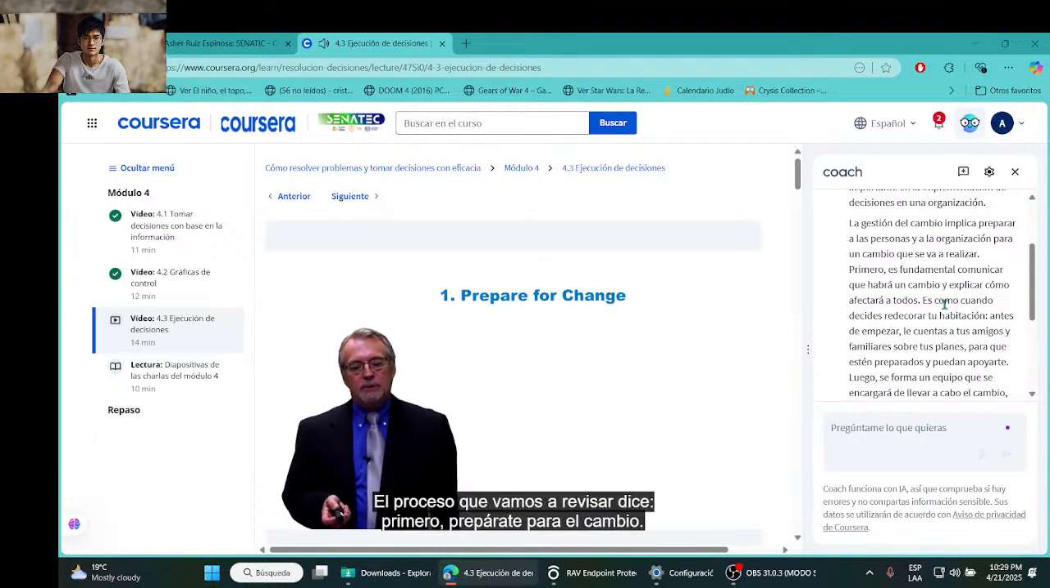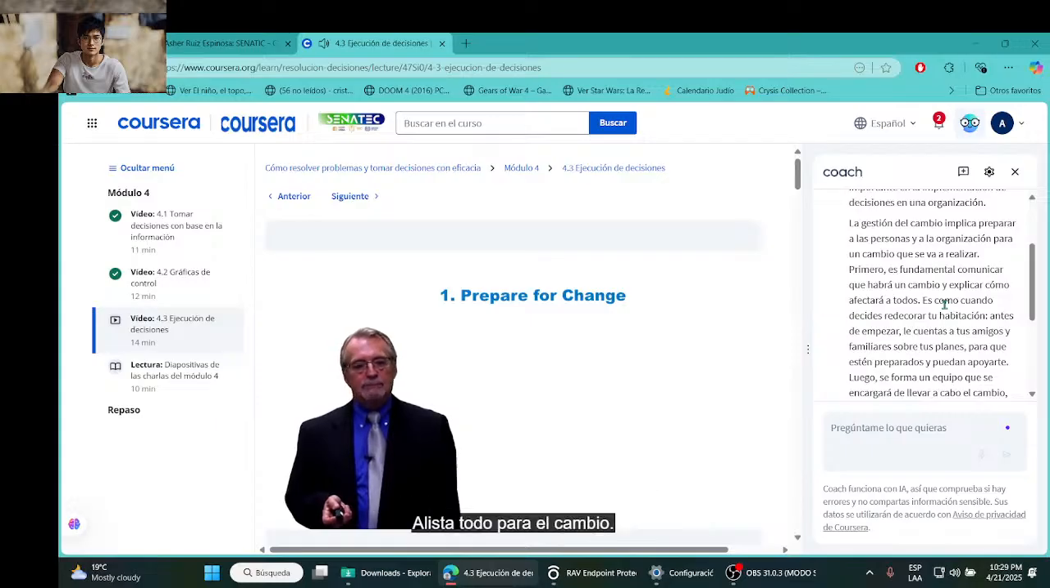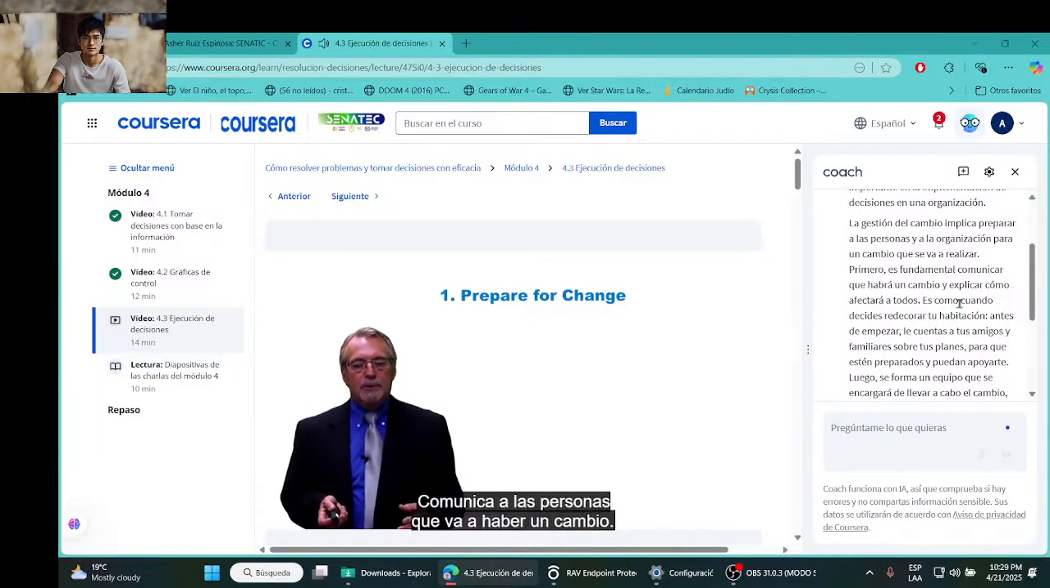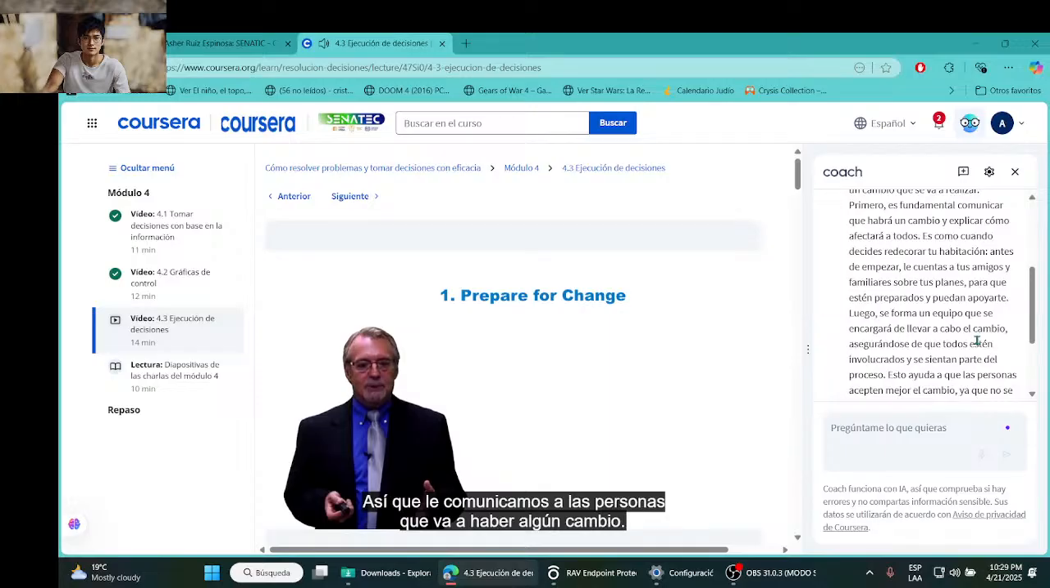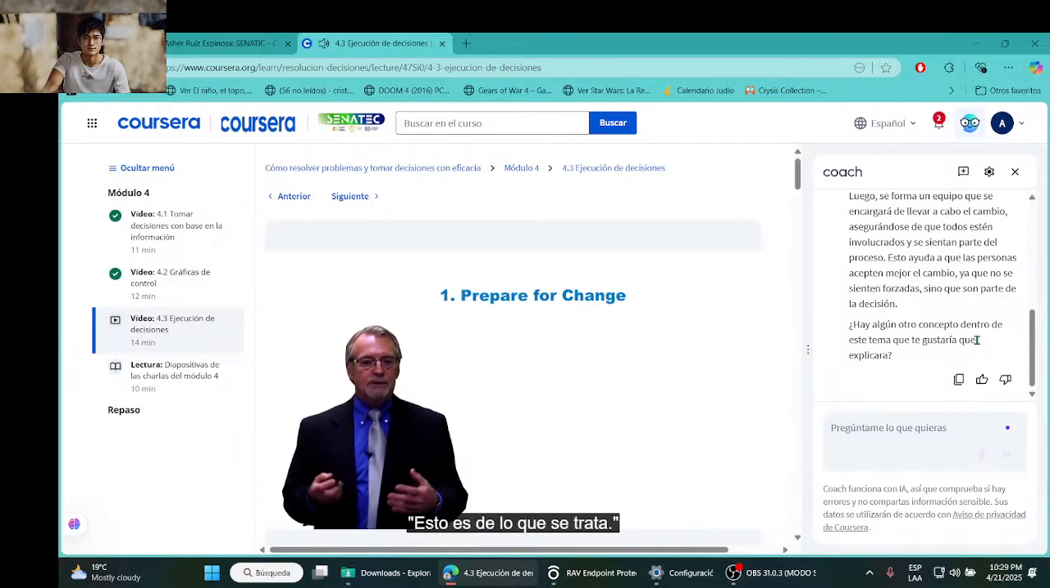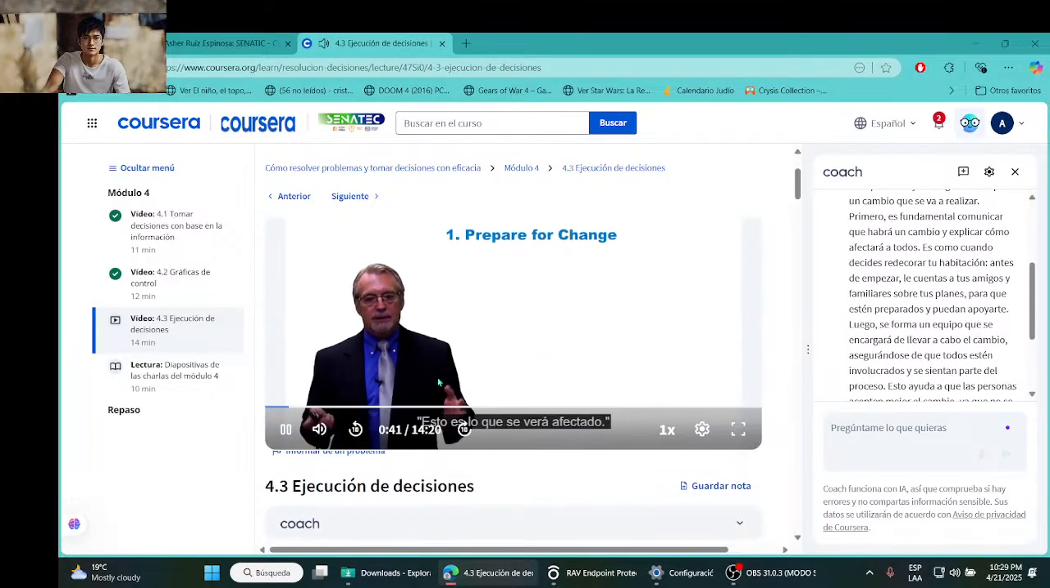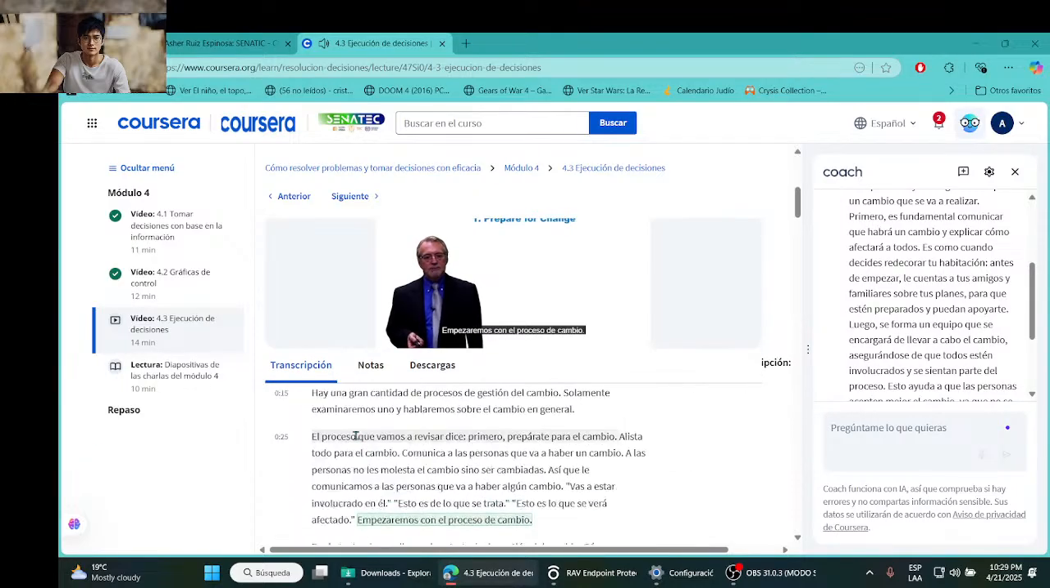The process we'll look at says, first, prepare for the change. Get everything ready for the change. Let people know that there's going to be change. People don't mind change as much as they mind being changed. So we let people know there's going to be some change, you're going to be involved in it, here's what it's all about, here's what it's going to affect, and we'll start through the change process.